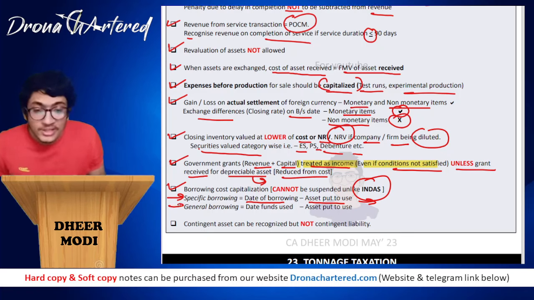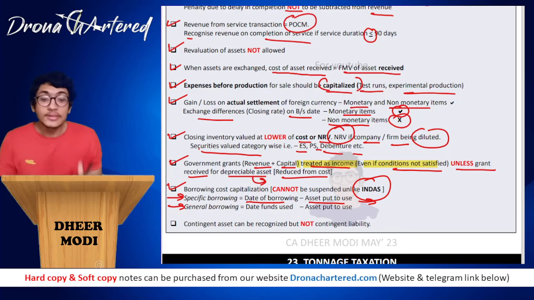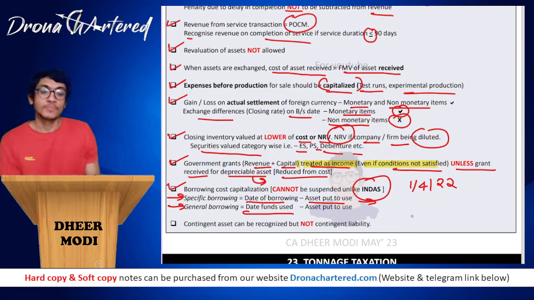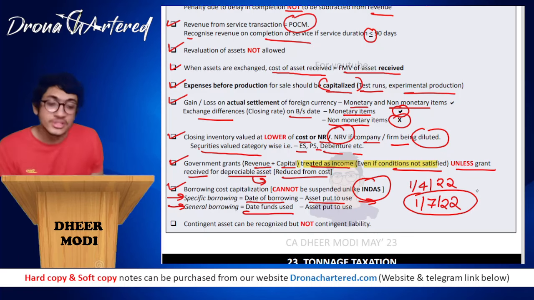However, if you've taken a general borrowing, that means you've taken a borrowing and now after taking the borrowing, you are deciding where to put this, in such a case, this is the general borrowing. So it is from the date the funds are used. For example, even though you took the loan on 1st April 2022, you actually used the funds on 1st July 2022. In such a case, your capitalization will start from this date if it is a general borrowing, and it will start from 1st April 22 if it is a specific borrowing.